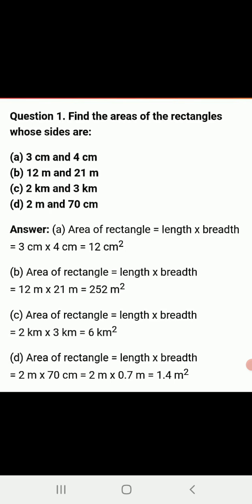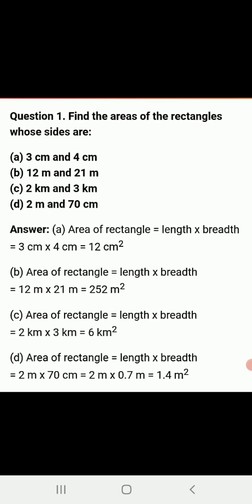Question B. 12 meter and 21 meter. So 12 into 21 is 252. Meter into meter is meter square. Area of rectangle is length into breadth. So for the third case, 2 kilometer into 3 kilometer will be 6 kilometer square.